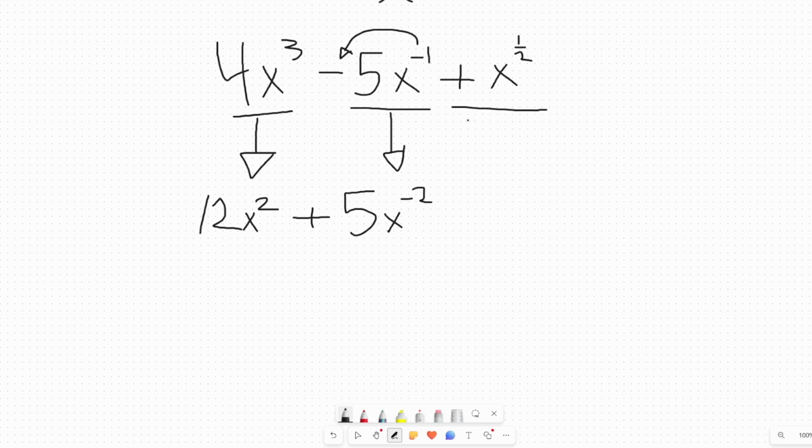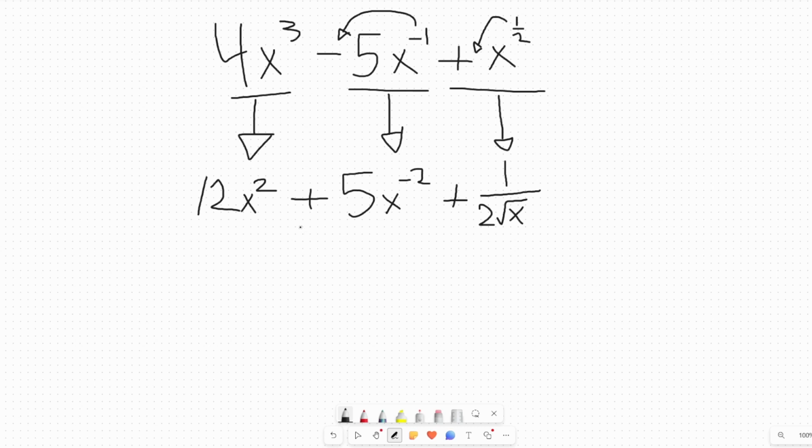All right. And then root x, we already talked about this. You bring down the 1/2. So now it's 1/2 x to the negative half, and simplified, you can write it as 1 over 2 root x. Okay? Boom. Now you know how to differentiate something with multiple terms.